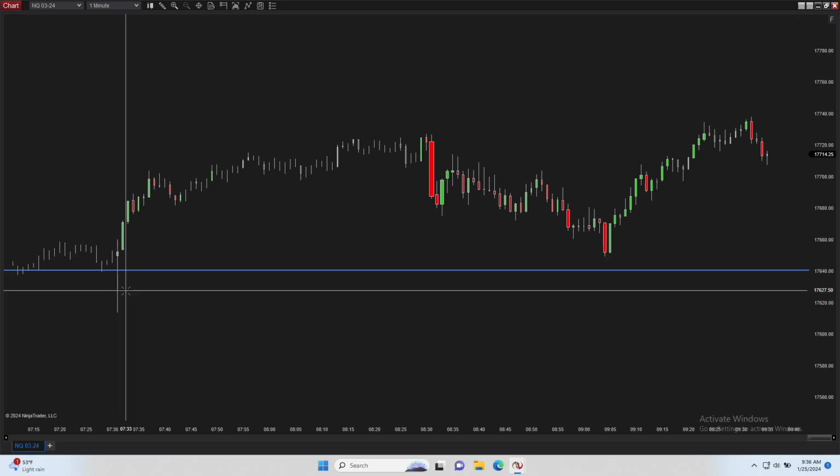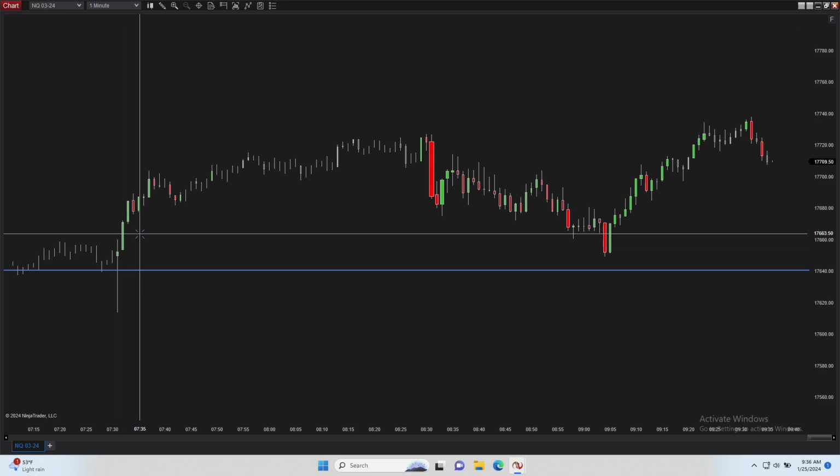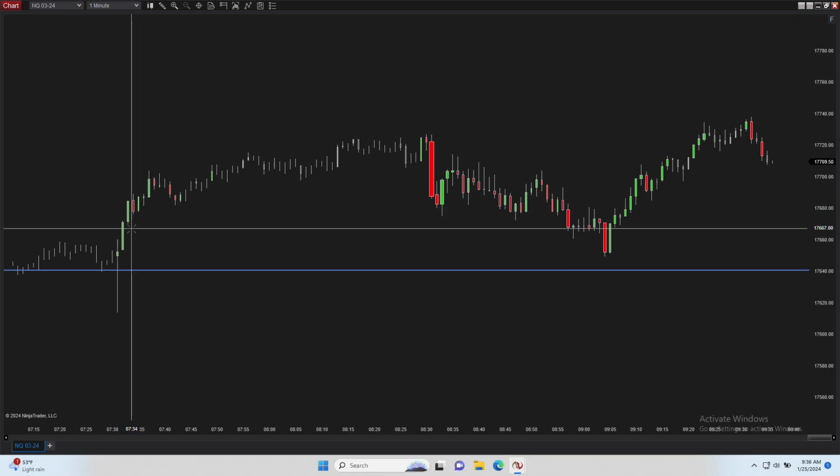With a 1 minute, you get this candle and you could enter at the close of it. If you were on a 5-minute candle, which we'll look at, just go to the time, 7:35. So your entry is going to be here instead of here.